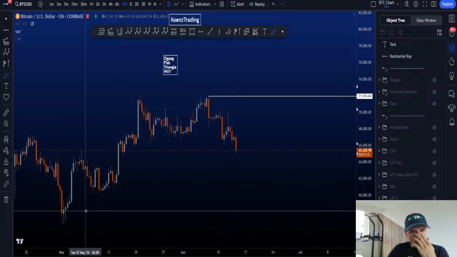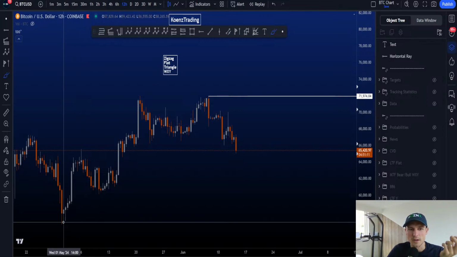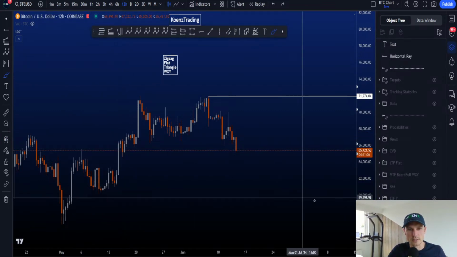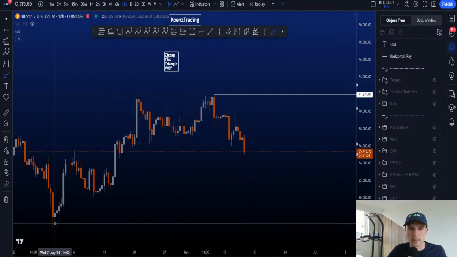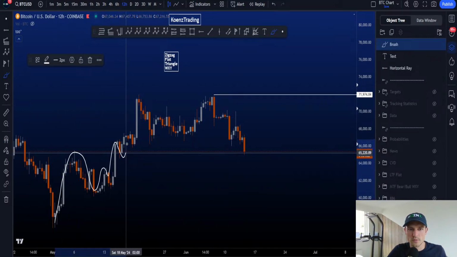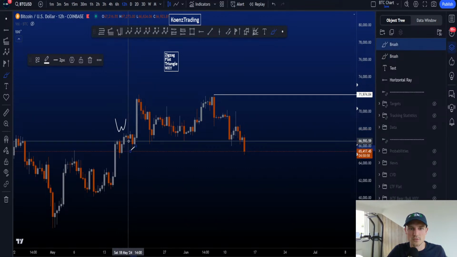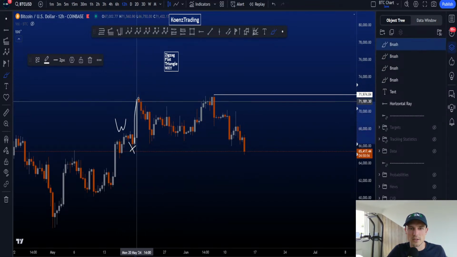Now, just before the stream, the alternative count I had in my mind was a W here. So I just want to share this because I thought about it. So it's A, B, 1, 2, 3, 4, 5, C, finishing here. That is your W. This is your X. And then you have a Y, which is, of course, absolutely ridiculous.